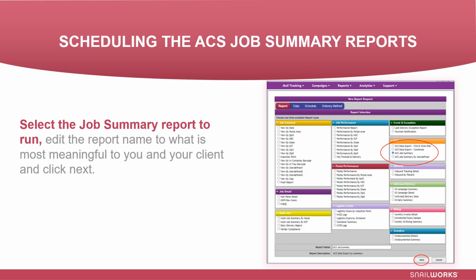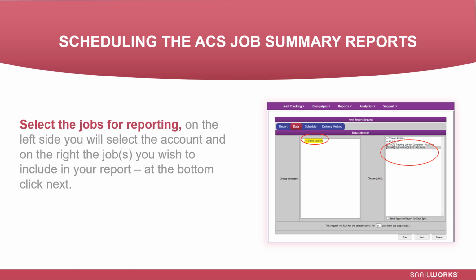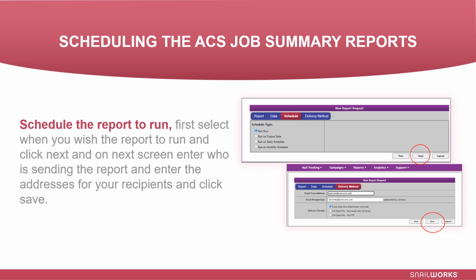Now, the process for running your job summary reports is really just exactly the same. You'll navigate to the Reports tab, make your selection, name your report. Then you'll select the account that you want and the job or jobs that you want to receive your reporting for. You'll select when your report is supposed to run, and then who should receive and who will be sending the report, and click Next.